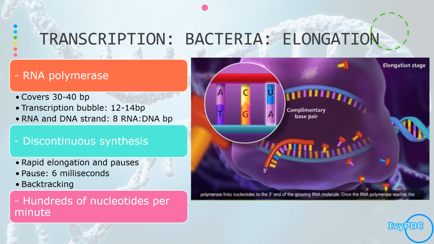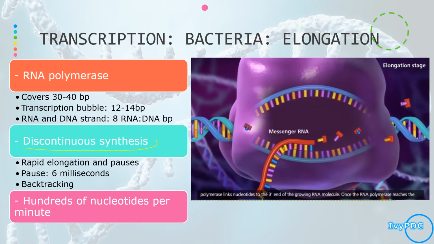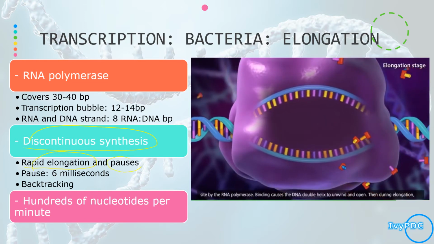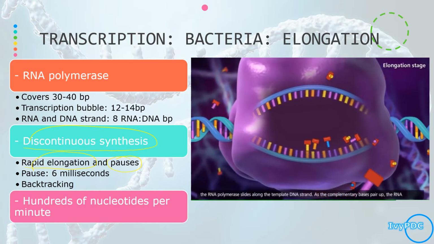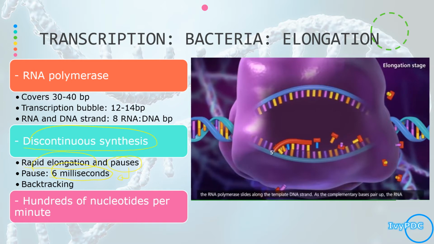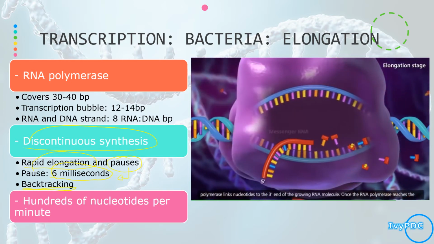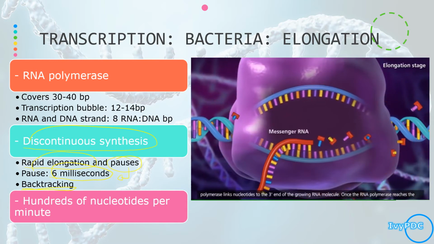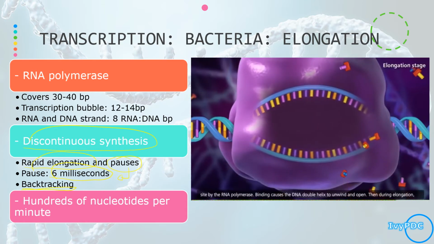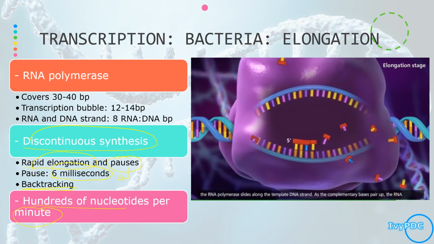The elongation process of bacterial transcription is not continuous. It is described to be a discontinuous synthesis with rapid elongation and some brief pauses. They are brief because they only last around 6 milliseconds each. There is also backtracking, or the going back or reversing of the RNA polymerase every now and then. An RNA polymerase has a polymerization rate of around several hundreds of nucleotides per minute.